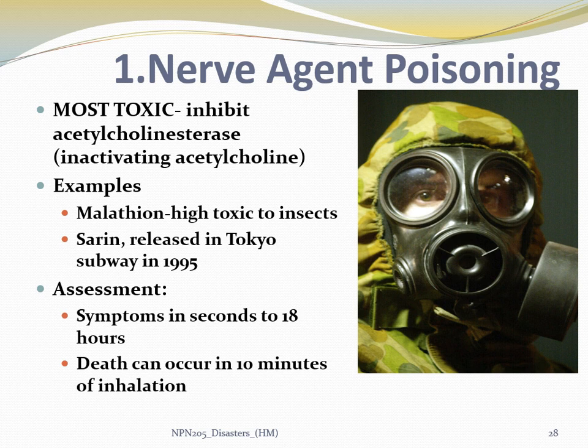Assessment is going to be, they'll be symptomatic in seconds if it's with the vapor. So if they have been exposed via the vapor, they will be symptomatic within seconds, or maybe up to 18 hours before they're symptomatic if it is transmitted through skin or the dermal transmission. Liquid transmission, they will be symptomatic within minutes to hours. All right, death can occur within 10 minutes of inhalation, and there is no antidote for nerve agent poisoning.